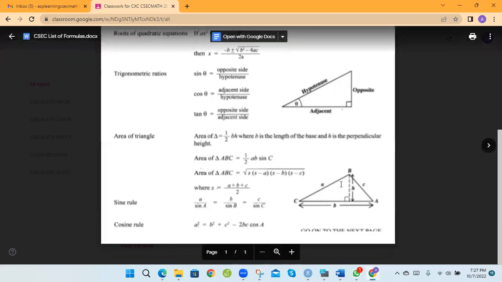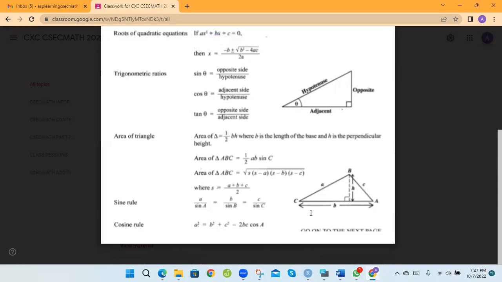Sine rule. This is the triangle for the sine rule, which is not a right angle triangle. We can call it oblique because it has no 90 degrees. This 90 degrees is the perpendicular height. So the sides are a, b, and c, lowercase a, b, and c. And the angles are uppercase. So the small b is opposite to capital B. Small a is opposite to capital A. Small c is opposite to capital C. So that's the rule for the oblique triangle.